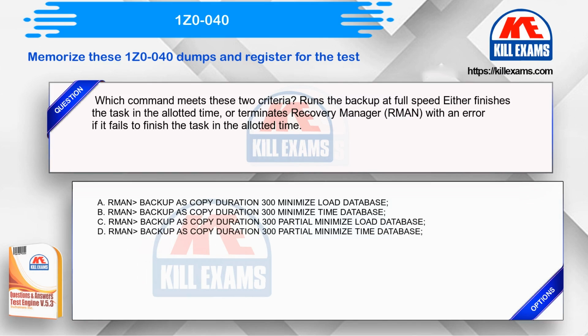Option A. RMAN backup as copy duration 300 minimize load database. Option B. RMAN backup as copy duration 300 minimize time database. Option C. RMAN backup as copy duration 300 partial minimize load database. Option D. RMAN backup as copy duration 300 partial minimize time database.